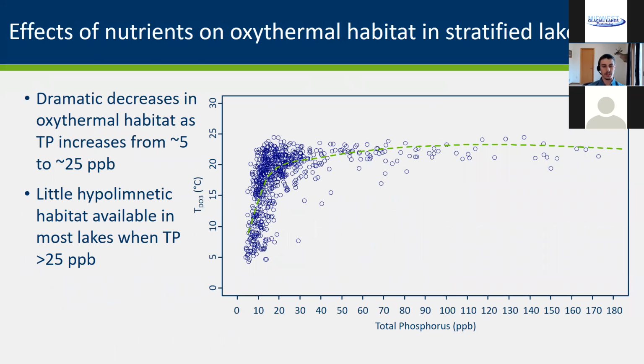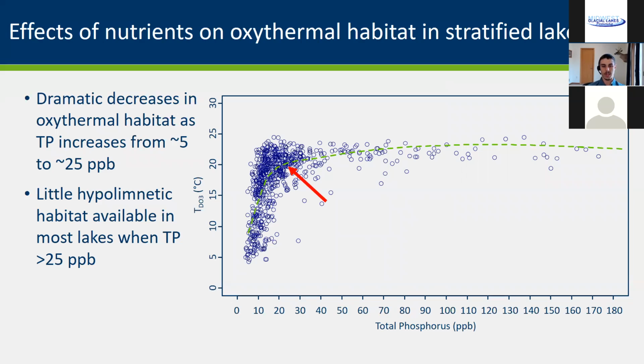Now we'll drill down specifically into the effects of nutrients on oxythermal habitat in stratified lakes. This plot depicts the overall relationship between TDO3 and total phosphorus. It includes all stratified lakes in Minnesota where temperature oxygen profiles have been taken. A few general observations to point out include the dramatic increase in TDO3, or decrease in oxythermal habitat, as total phosphorus increases from approximately 5 to 25 parts per billion, and the leveling off that occurs at total phosphorus levels exceeding 25 parts per billion.